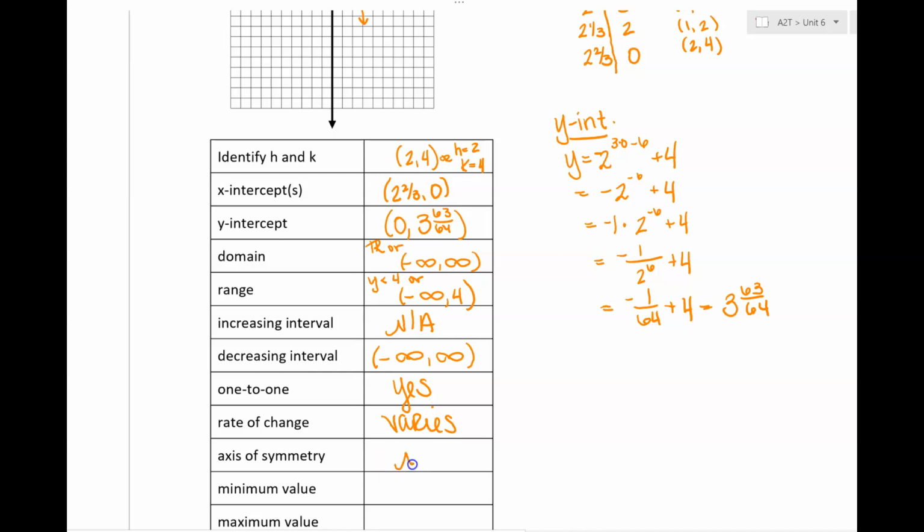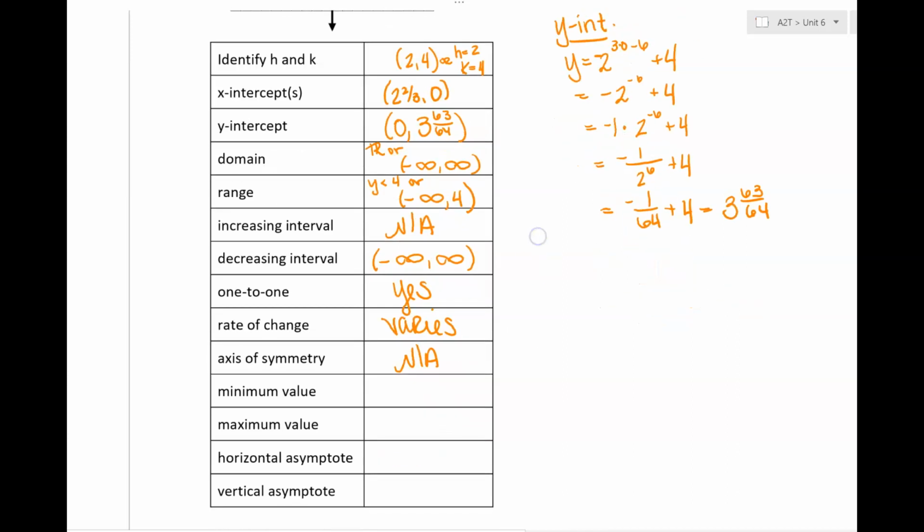Axis of symmetry doesn't exist. Neither does our maximum or minimum. I know some of you like that. I just like character in my graphs.